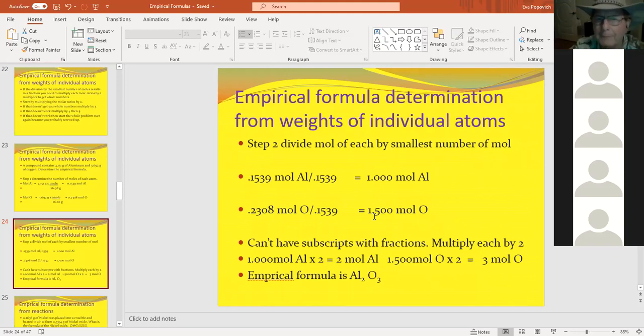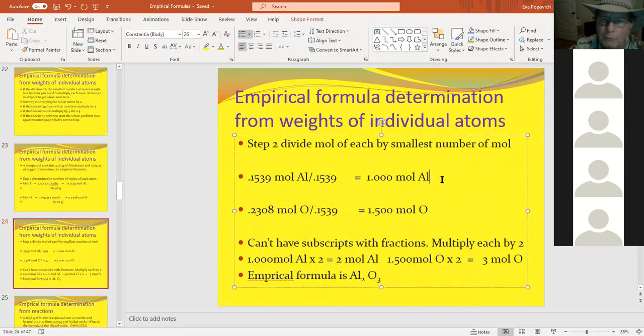I'm happy. But if I multiply the oxygen by 2, I have to multiply the aluminum by 2 as well. So I get 2 moles of aluminum to 3 moles of oxygen, which is the same ratio as 1 to 1.5. So now that I've solved that, I have 2 aluminums and 3 oxygens. My formula is Al2O3.